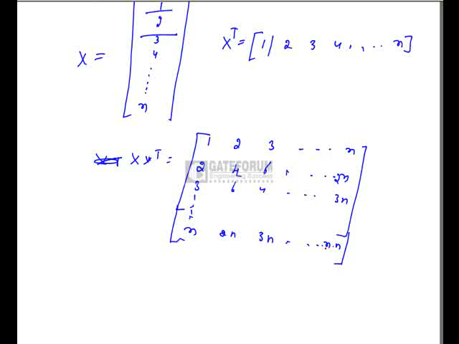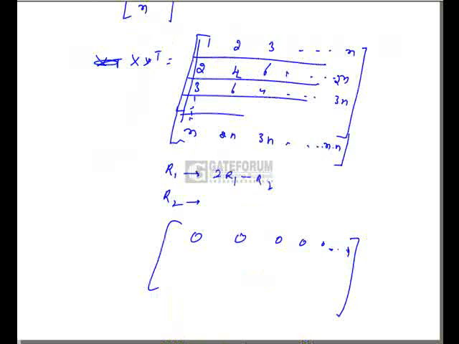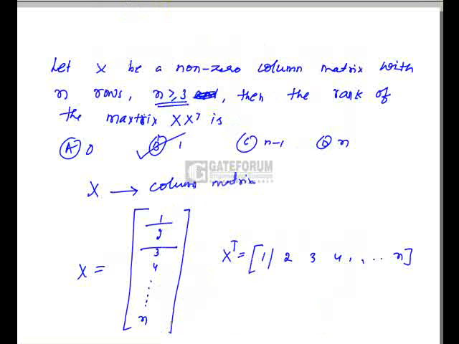Now, if I apply row operations, let us say R1 tends to 2 times R1 minus R2, similarly R2 tends to and so on up to n minus 1, all these terms will become 0. All the values will become 0, but only the last row n, 2n, 3n, and so on up to n squared will be left. That means there will be only a 1 by 1 non-zero matrix. So the rank of the matrix is 1. So the answer is option B.